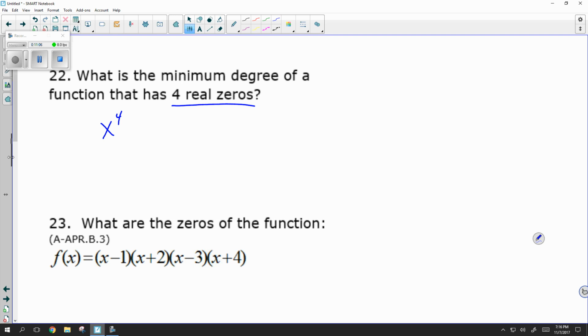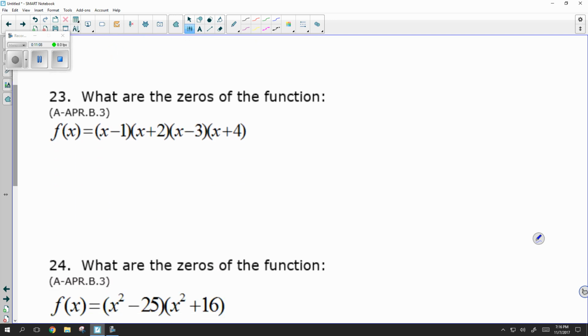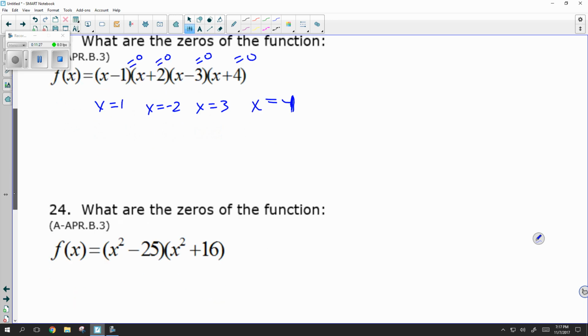Now these next ones are nice because they've already factored them for us. It says, what are the zeros? So just set each one equal to 0 and actually solve it. So one 0 is 1, the other 0 is -2, the other 0 is 3, the other 0 is -4. So it's already factored, you might as well just solve it that way.